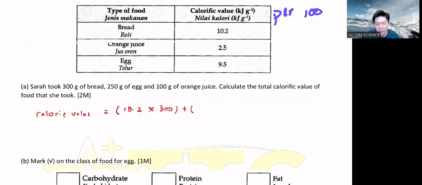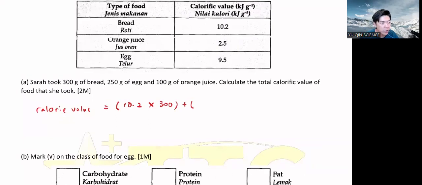If they give you per 100, then you don't times 300, you times 3, because this is already per 100. You eat 3 times now, 300 is 3 times of 100, so times 3. So it's just simple maths, there's no format to it. You just have to watch out. The next one is 2.5 for orange juice per 100 gram, plus eggs, 9.5 times 250 for eggs.